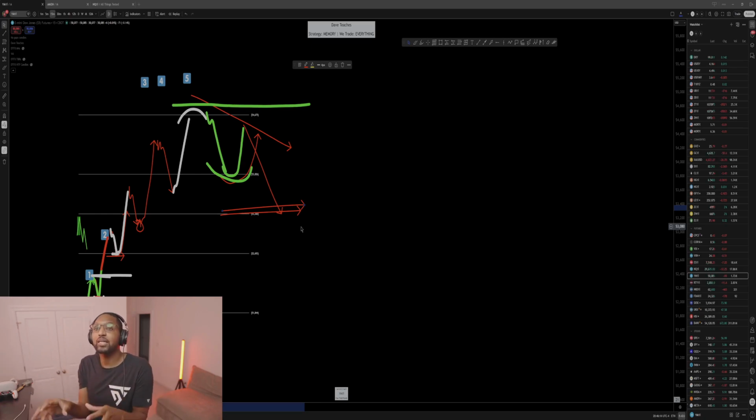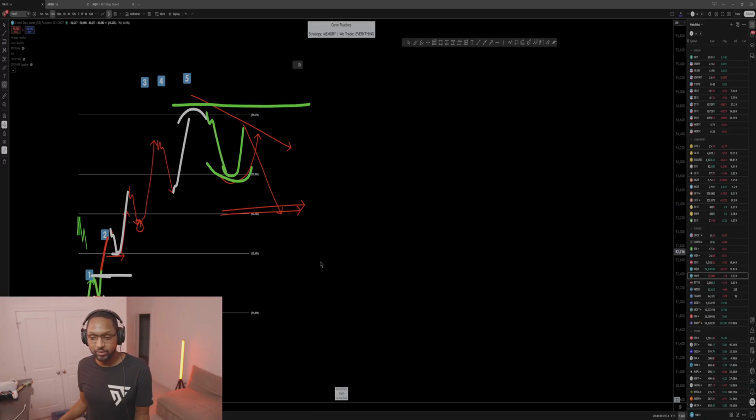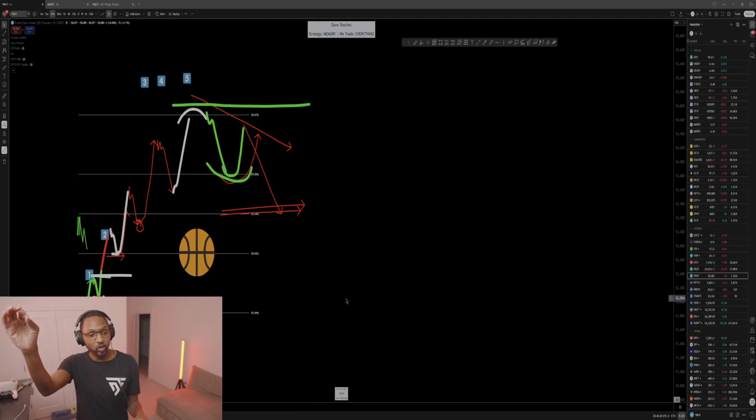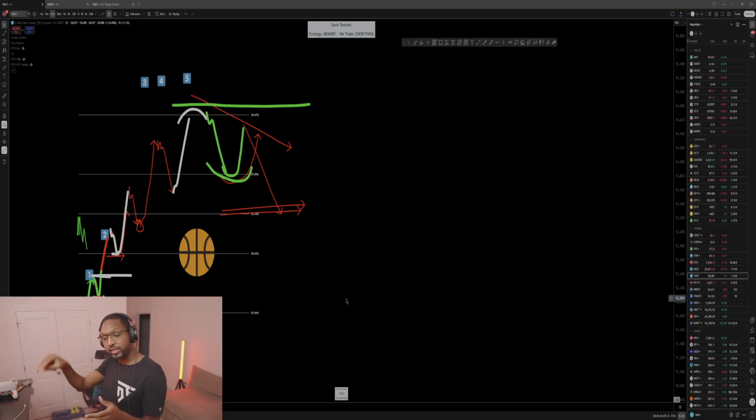Oftentimes, it's telling us that price is actually looking for the 70%. When we have the fail at the 30, it's telling us that there's a high likelihood that we're looking to go down to that 70%.